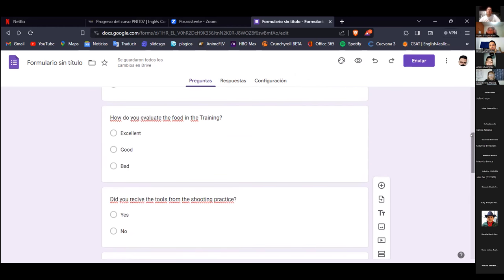Okay. And the other one, did you receive the tools for the shooting practice? Because in the shooting practice, we receive some tools so the participants or the employees can develop the activity. So the two options are yes or no. So it's going to follow Roberto.